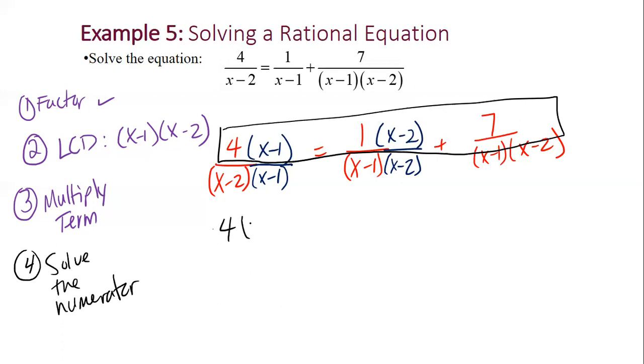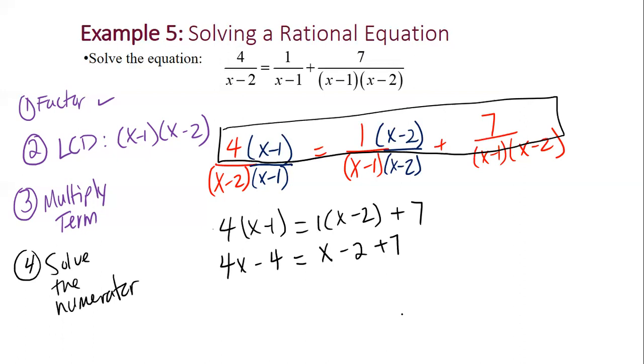So we have 4 times x minus 1 equals 1 times x minus 2 plus 7. And now it comes back to being a linear equation with a variable on both sides. What do I do here? I distribute. So we have 4x minus 4 equals 1x minus 2 plus 7. Combine like terms. So we have 4x minus 4 equals x plus 5.